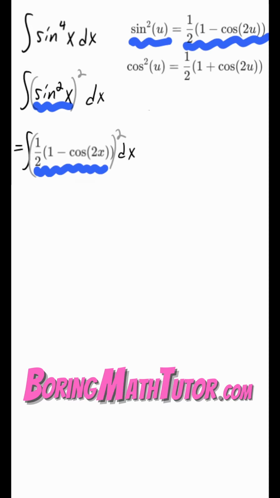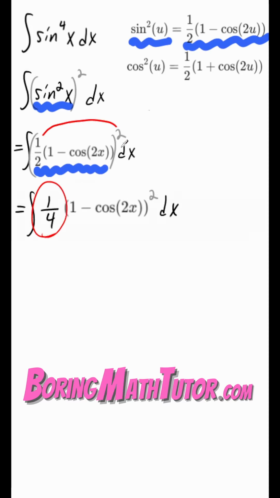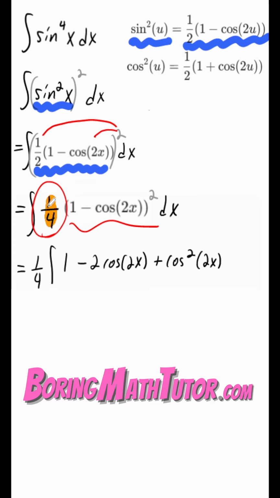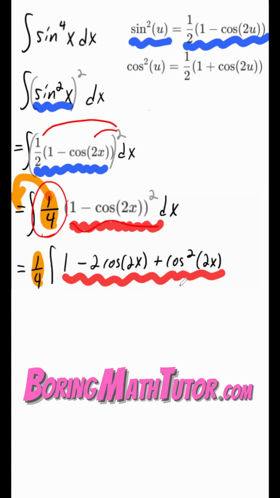So at that point, you can distribute that square to the 1/2, turning it into 1/4, and also to the parentheses. So then you have this squared. Then all you want to do at that point is take your 1/4 right here, throw it to the outside, make that 1/4 right there. And then also change 1 minus cosine squared into this if you FOIL it out.